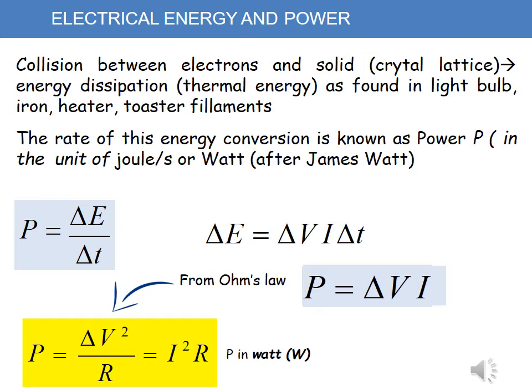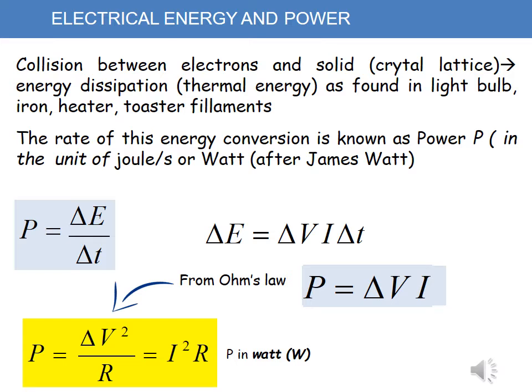Due to collisions between electrons and the solid crystal, some of the electrical energy carried by electrons will be converted into thermal energy. This process is called dissipation, and it can be found, for example, in a light bulb, iron heater, toaster filaments, and other things. The rate of this energy conversion from electrical energy into thermal energy is known as power, in this case electric power, in the unit of joule per second, or watt.